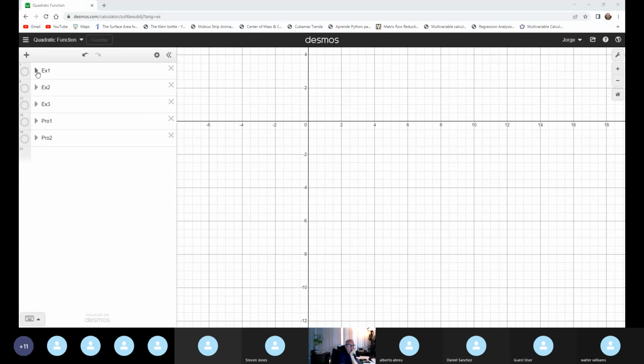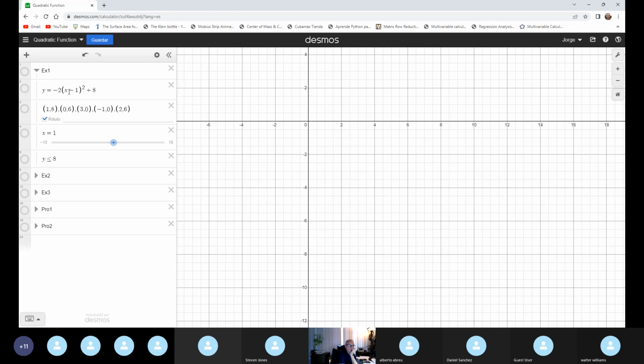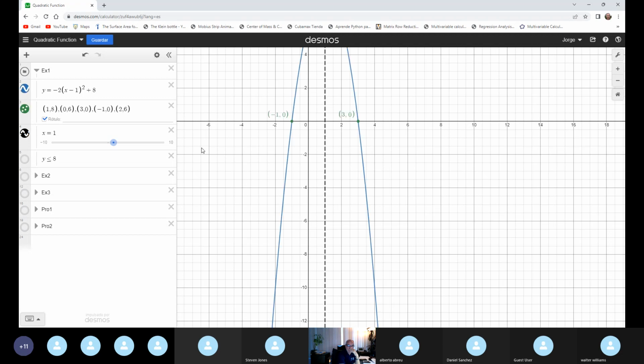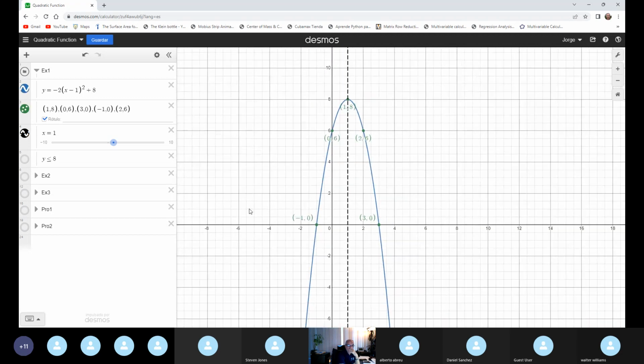So now I have example 1. Example 1 was this equation. I copy the equation. I plot the points, with the coordinates separated by a comma: (1, a) is the vertex, (0, 6) is the y-intercept, (3, 0) and (-1, 0) are the x-intercepts, and (2, 6) is an arbitrary point that I found using the symmetry axis. Look at that. Bang. Beautiful, no?